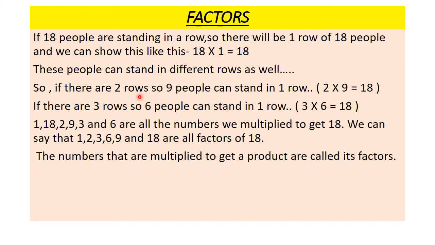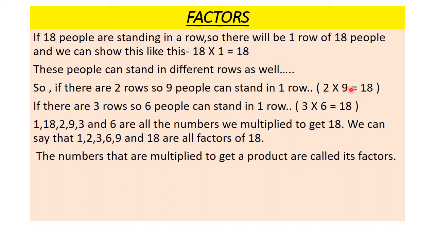So if we have two rows and we divide 18 by 2, we will have 9. That means 9 people can stand in one particular row. So this we can show like this: if there are two rows, 9 people will be able to stand in each row, right? So 2 multiplied by 9 is equal to 18. Again we have total number of people 18. We know that if we change the order of the factors, there will be no effect on the product. The product is going to remain the same, right?